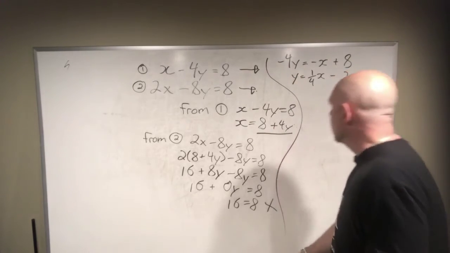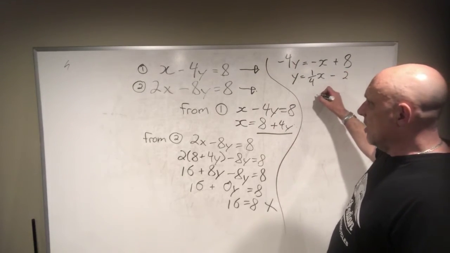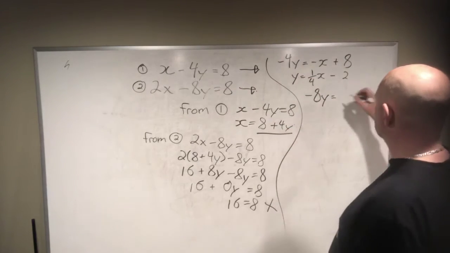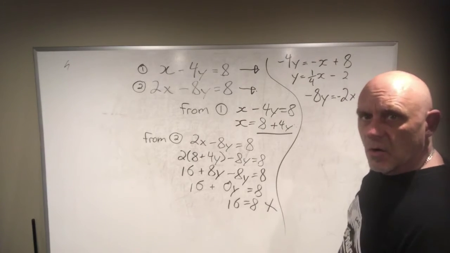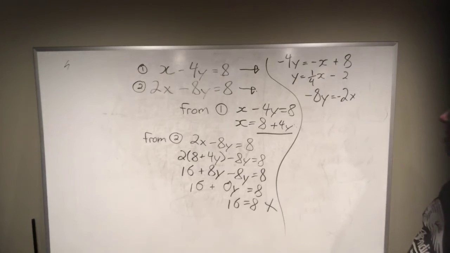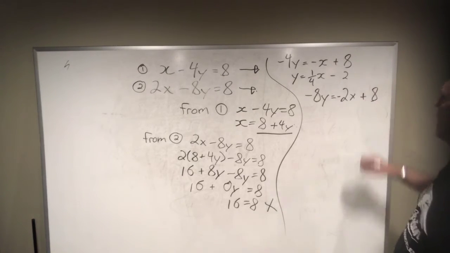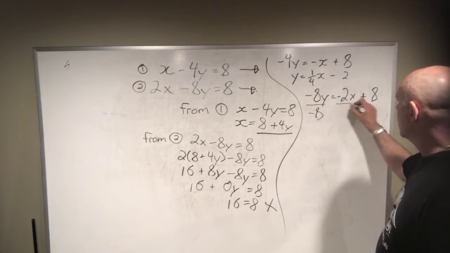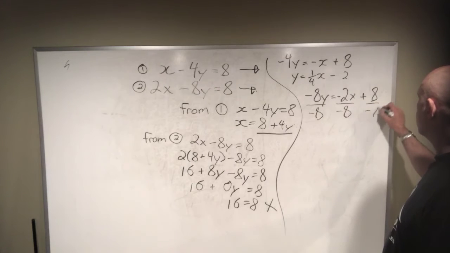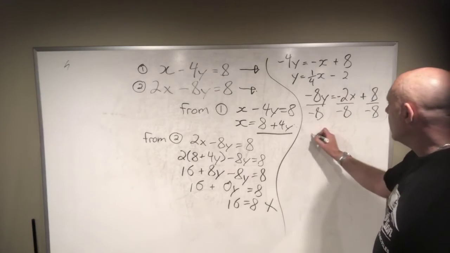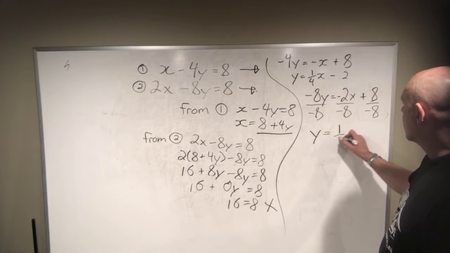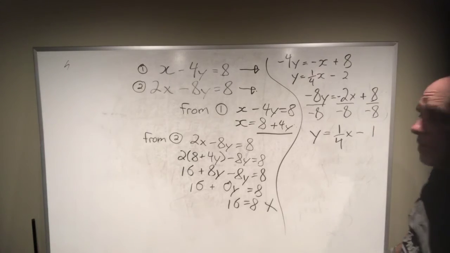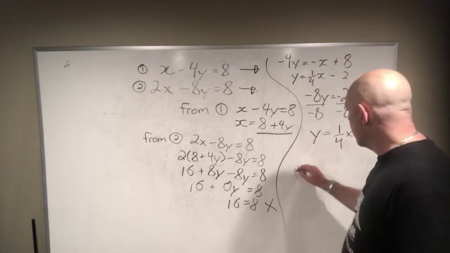The second one, I'll do that to it as well. Let me put a big line there so I don't confuse things. And I'll have negative 8y. Moving the x term over on the right-hand side will give me a negative 2x, and then plus 8. Now I will divide both sides by negative 8. What do I have? y equals 1/4 x minus 1.